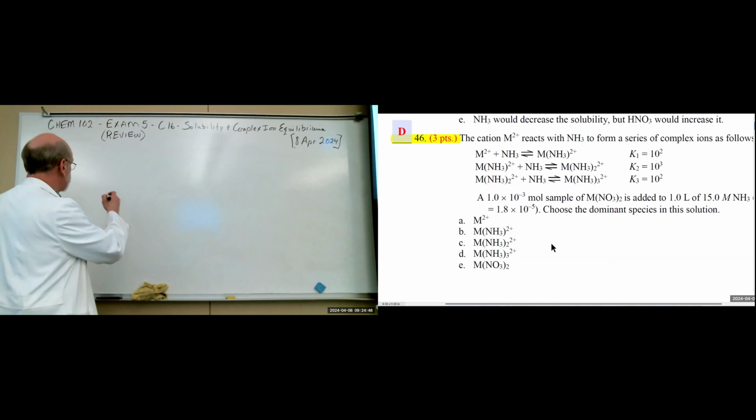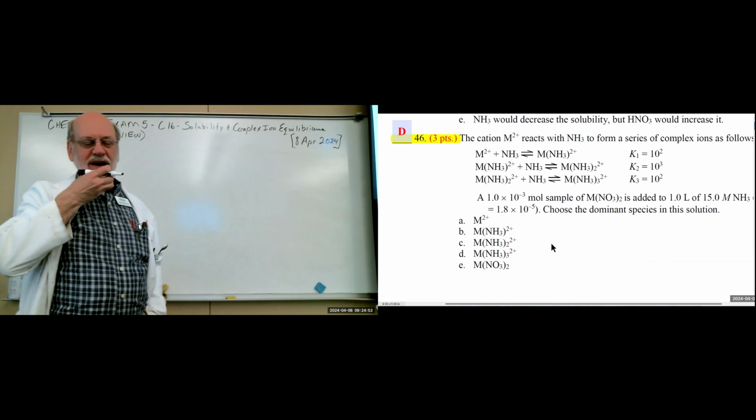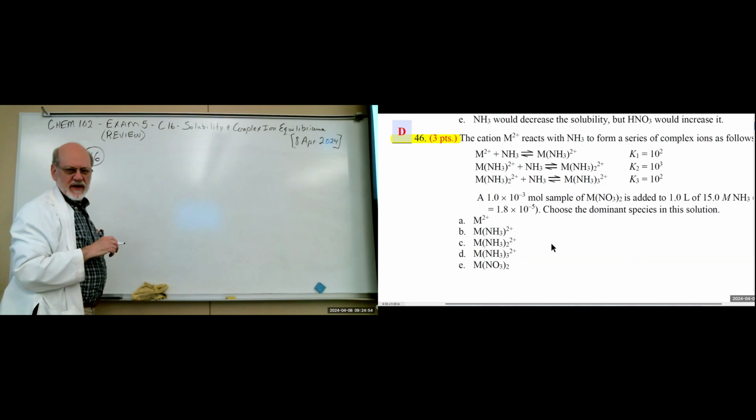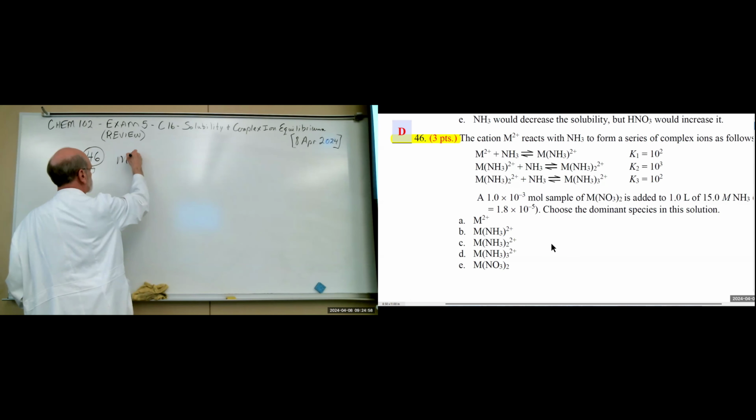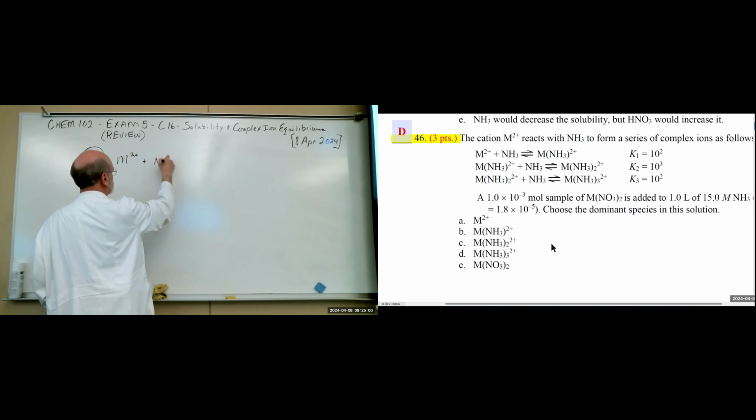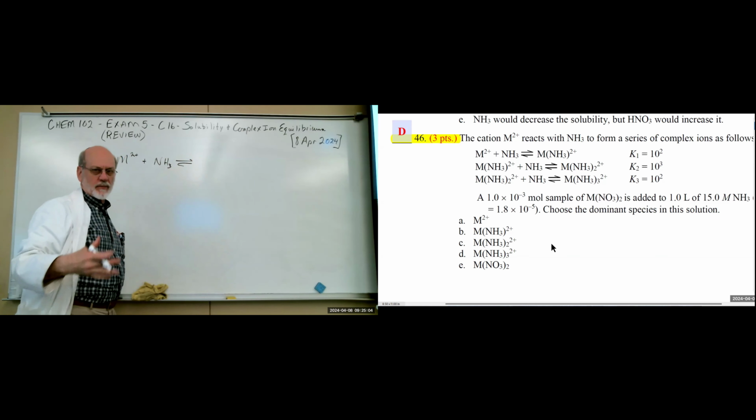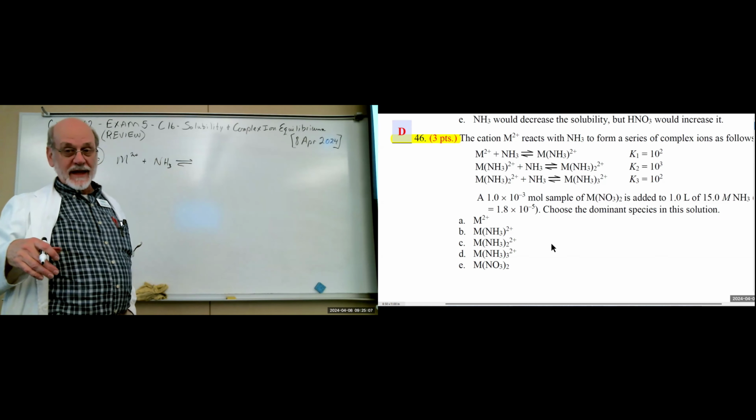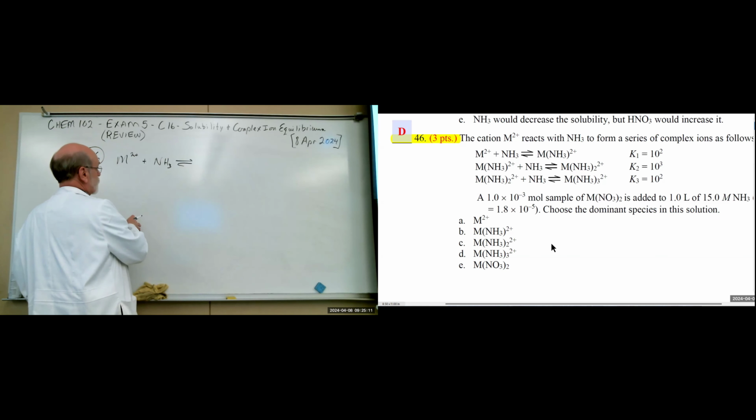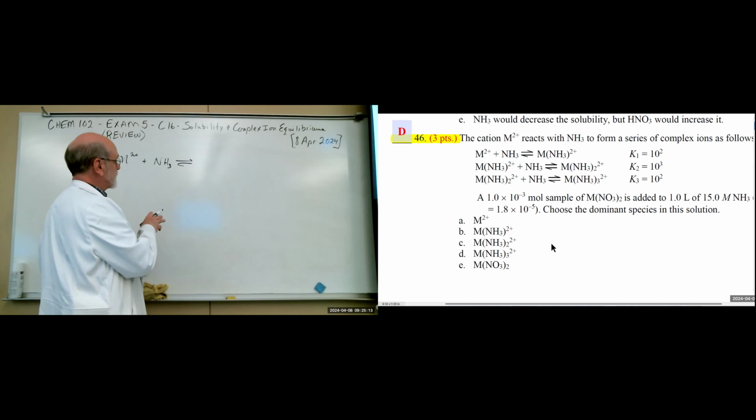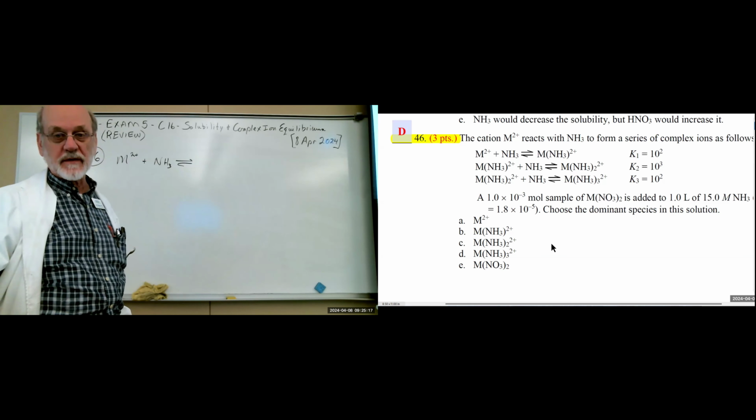46. All right. A cation M2 plus reacts with ammonia to produce a complex ion, and it does so in 3 steps. So we could look at this overall, or we could look at individual steps, but what's the question, right?